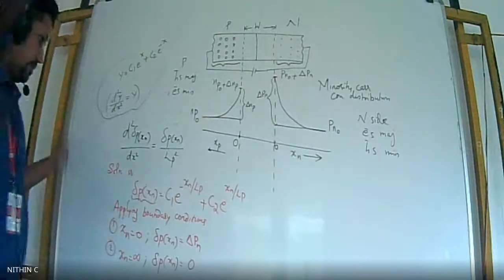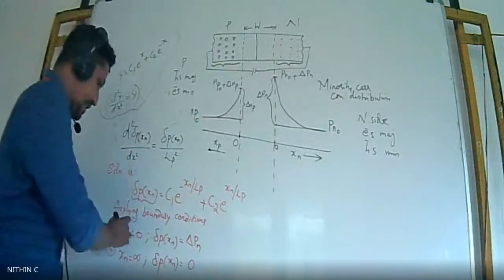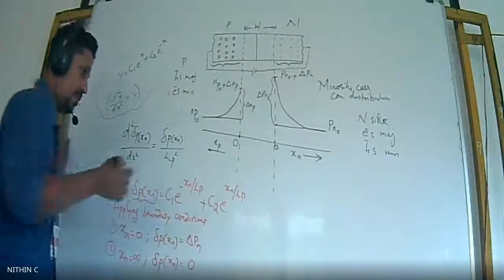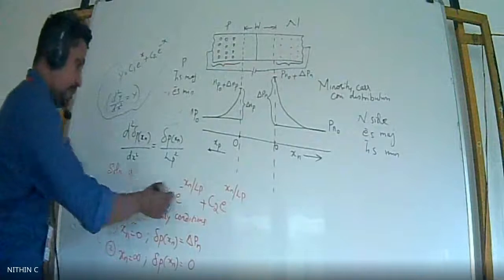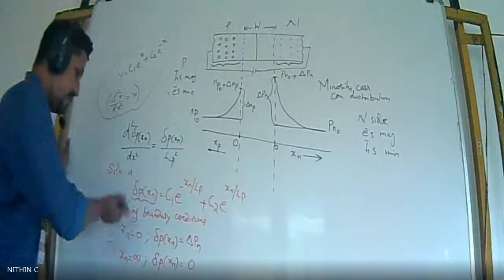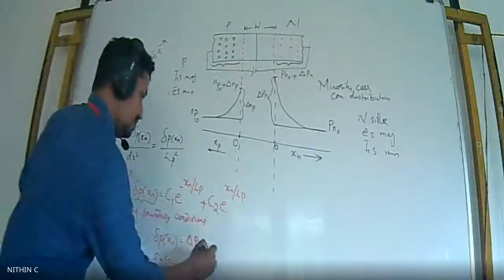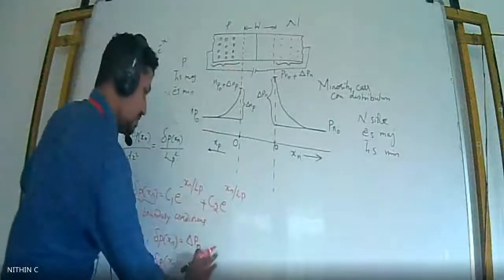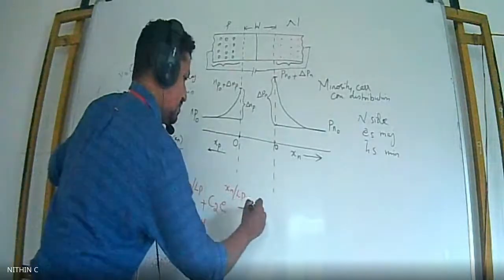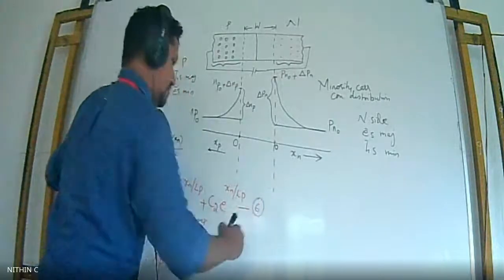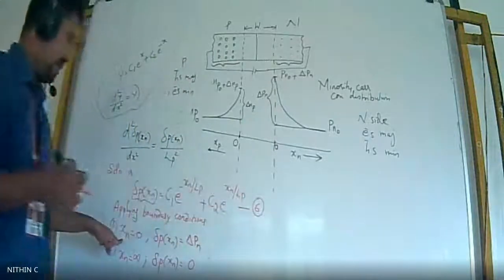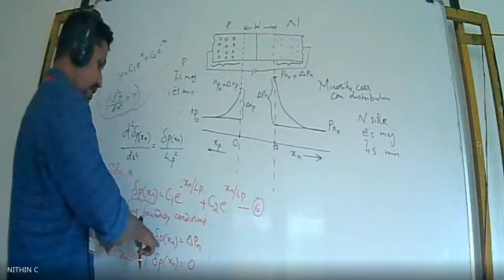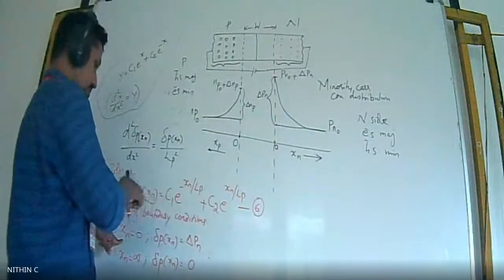If we provide the value of xn as 0 in this expression, in order to get the values of c1 and c2, we need to take this expression, and if we are providing the value of xn as 0, then we can write it as, let us term this equation as 6. So in the sixth expression, if you are providing xn as 0, then del p of xn will become delta pn.